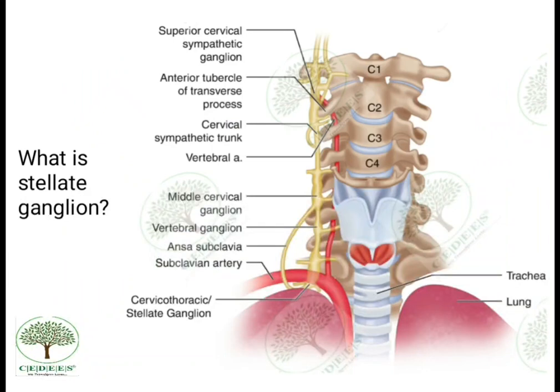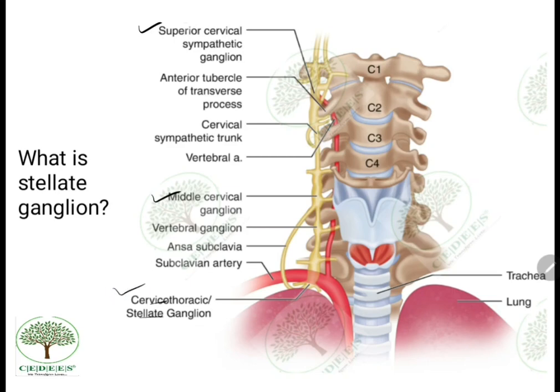Now one more question was asked, that what is stellate ganglion? Is it the same as cervicothoracic ganglion? Yes, they are one and the same thing. Now you can see this image. It's a diagram of our cervical spine. Now this C spine, we all know, is supplied by the cervical sympathetic plexus, and there are 3 important ganglia: the superior, the middle and the inferior cervical ganglion.